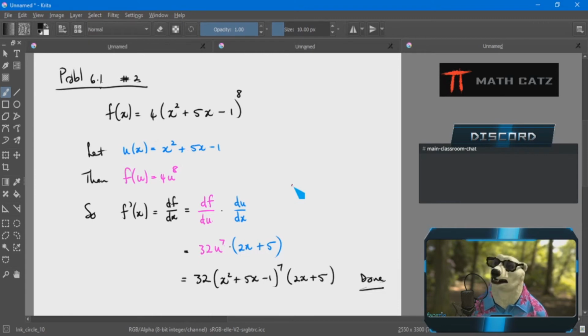Once I have this, it's just a matter of practice. Over and over and over and over until it becomes super obvious and straightforward. Because it's always going to look like this. It's always going to be the same thing. First part of the chain rule, second part of the chain rule. That's it. There is nothing more.